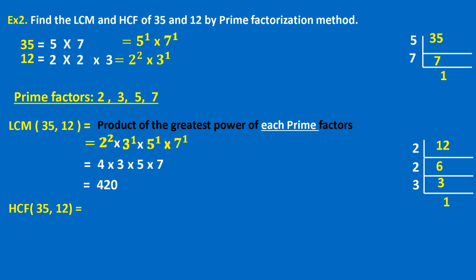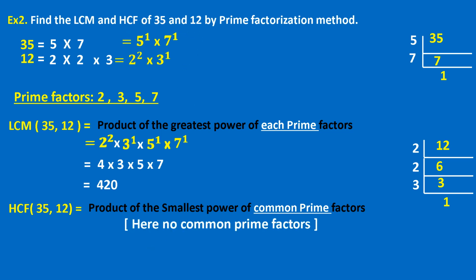And HCF of 35 and 12. Now product of smallest power of common prime factors. Now observe in the prime factorization of two numbers. In 35 only prime numbers 5 and 7. In 12, 2 and 3. No common prime factors here. No common prime factors. So how to get the HCF? What is the HCF for both?